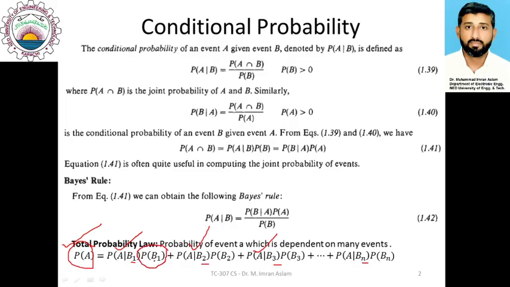Each term has been multiplied by the respective probability of occurrence of that conditional event, which is the first term has been multiplied by probability of B1, second term is multiplied by probability of B2, and third term is multiplied by probability of B3. So you can see that total probability law states that if we want to find total probability of A, we have to find the weighted sum of the conditional probabilities weighted on the probability of individual conditions.